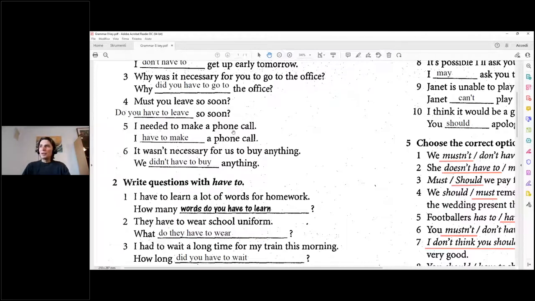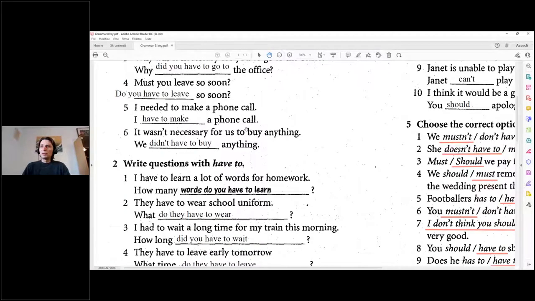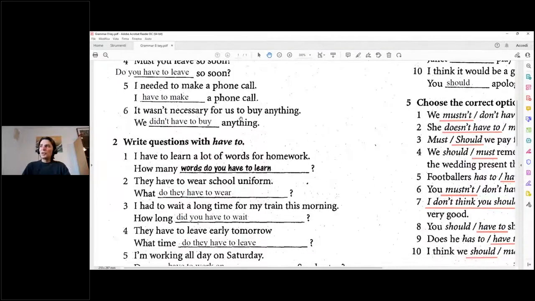Number 5, I needed to make a phone call. I have to make a phone call, right? Yes, need, have to. It wasn't necessary for us to buy anything. We didn't have to buy anything.